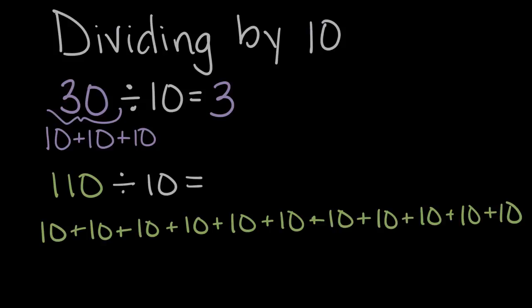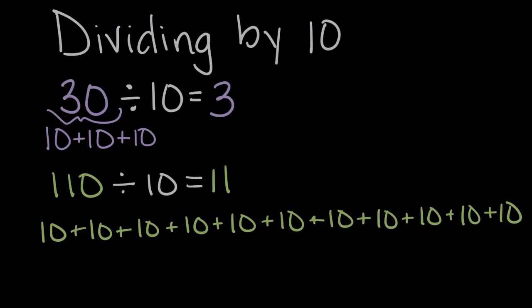So let's see how many groups that is. 1, 2, 3, 4, 5, 6, 7, 8, 9, 10, 11. Our solution is 11. If we have 110 and we divide it into groups of 10, we end up with 11 groups.